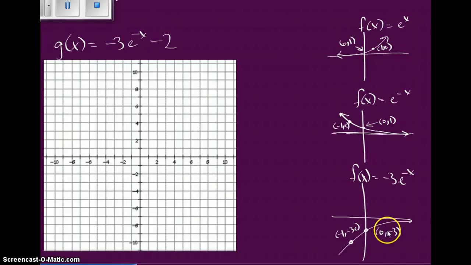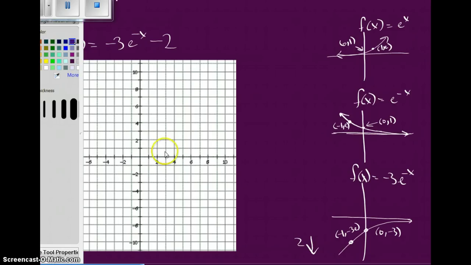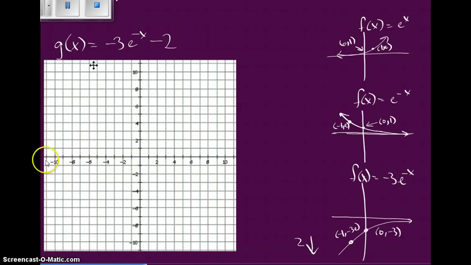So if I take these points and shift them down 2, let's go over to this graph. I'm going to start with this horizontal asymptote at y equals negative 2 right there. It's a dotted line, that's how I represent an asymptote. And that's what I expect the graph to approach as x approaches infinity. It's going to go through (0, negative 5), since I took this (0, negative 3) and went down 2.